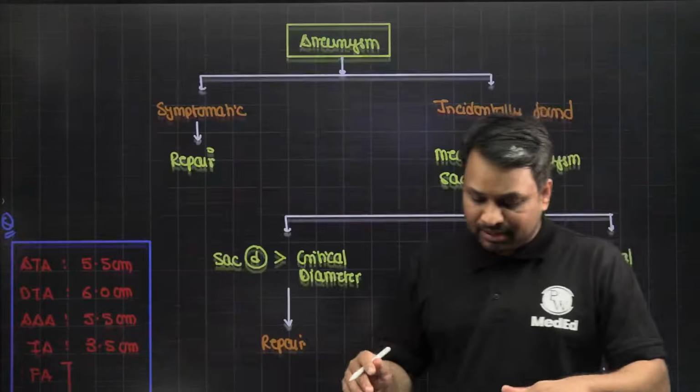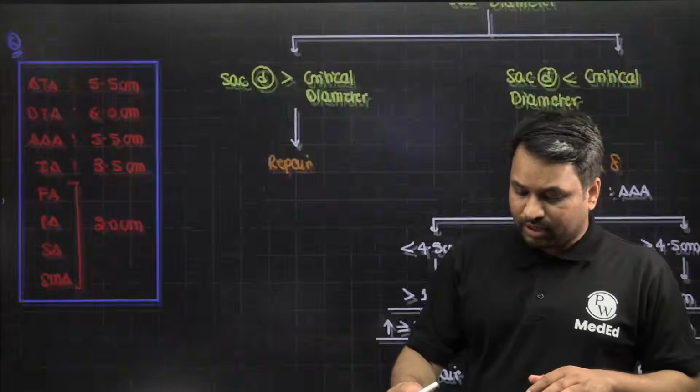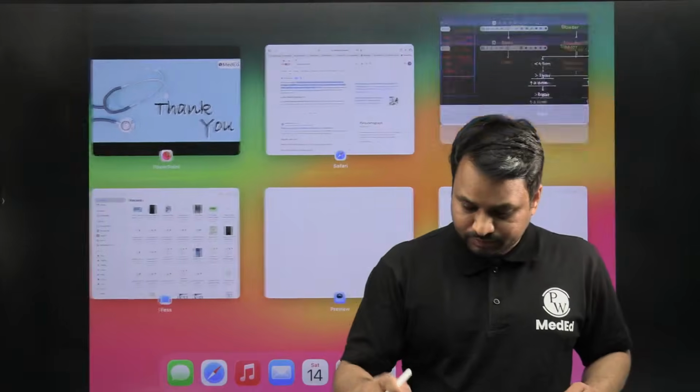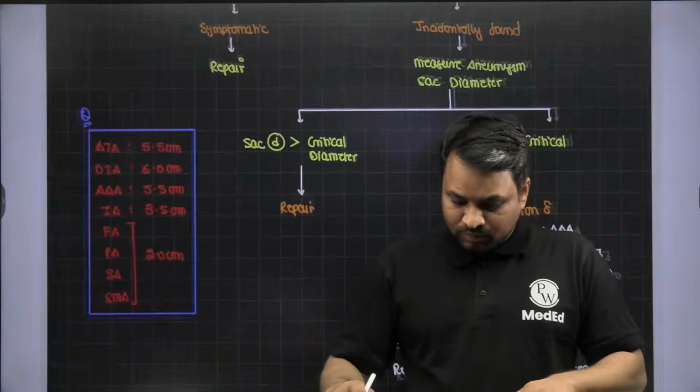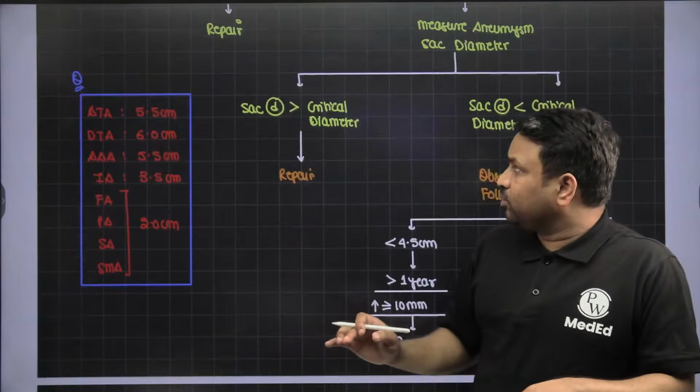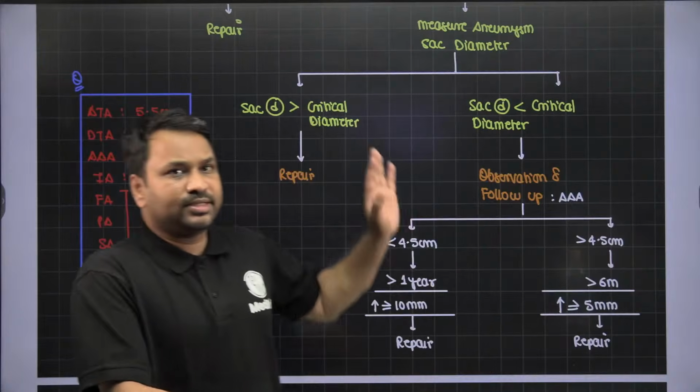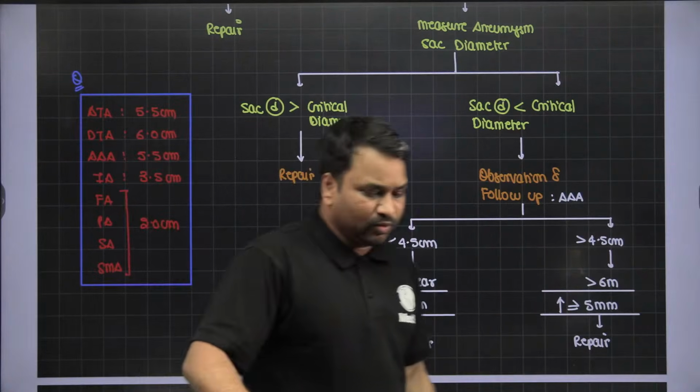Now this algorithm is going to be very, very important. I've given you the whole objective here. So the algorithm to manage the entire aneurysm is absolutely important. We have laid it down for you. Clear?